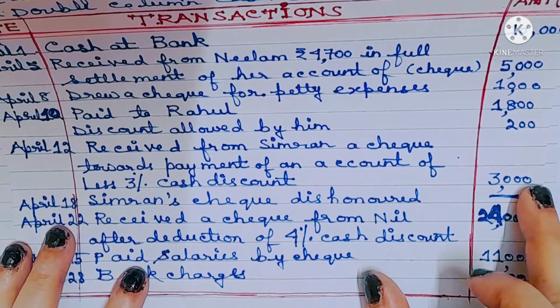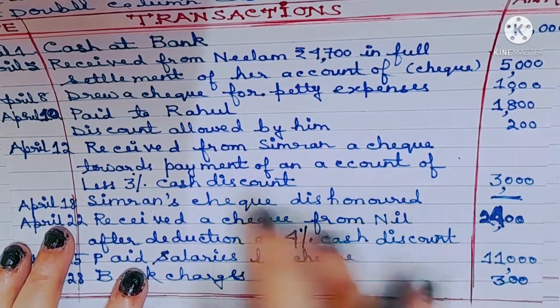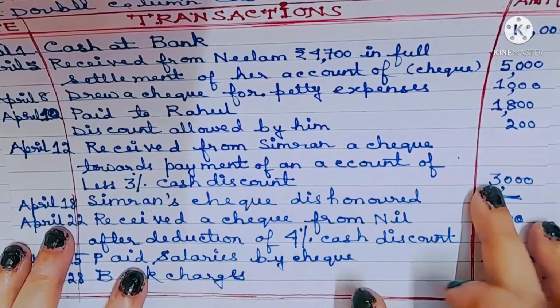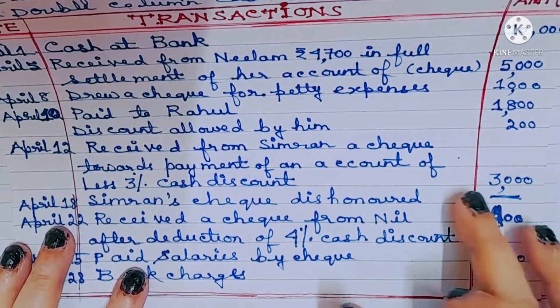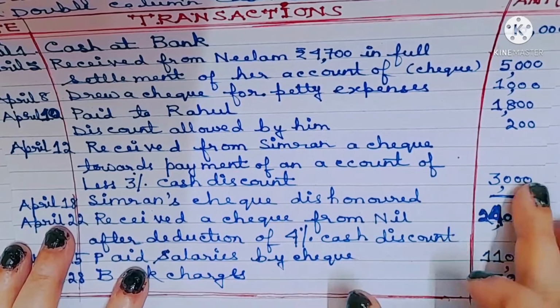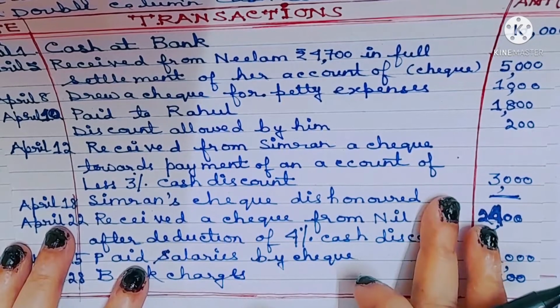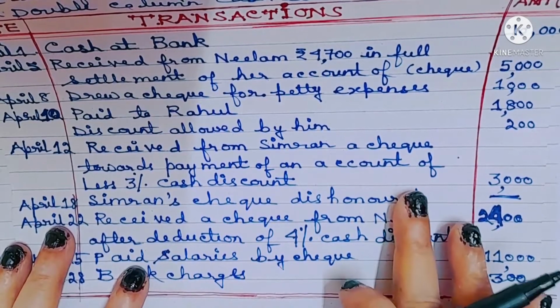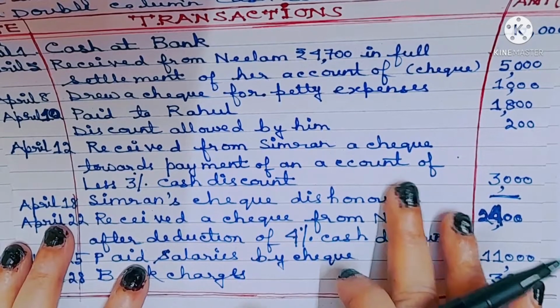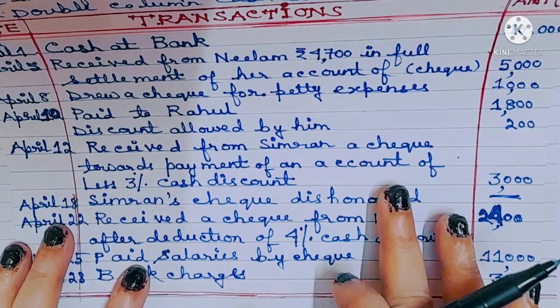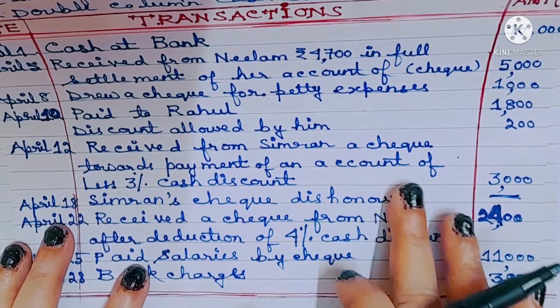Total amount received from Simran is 3000, but Ma has allowed her a 3% cash discount. So how much will be the cash discount? 3000 into 3 by 100. That will come to 90. So Ma has allowed Simran a cash discount of rupees 90.